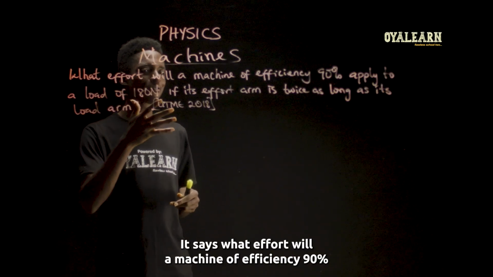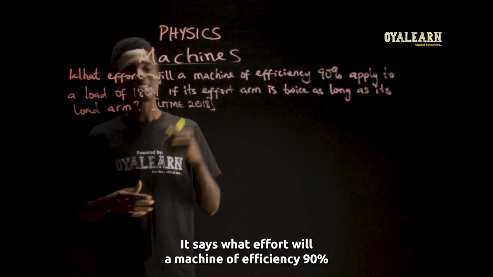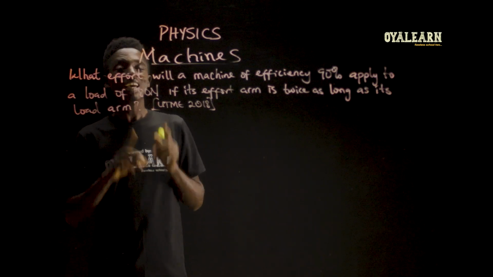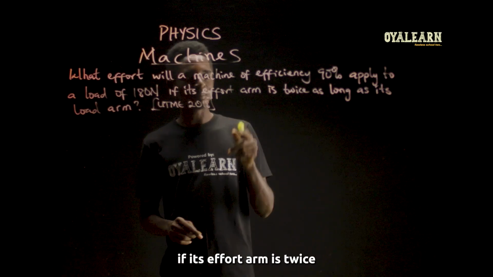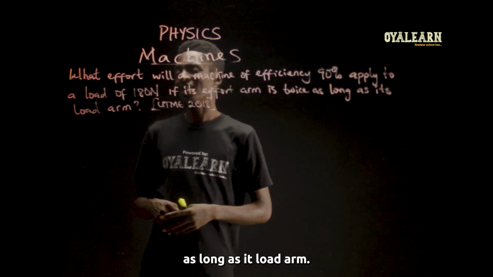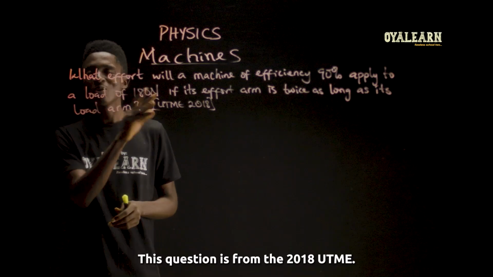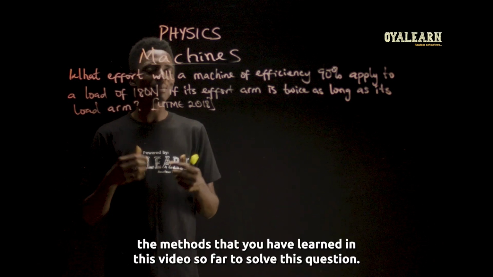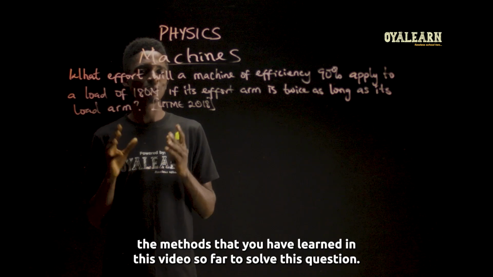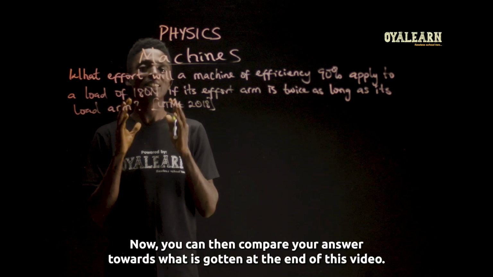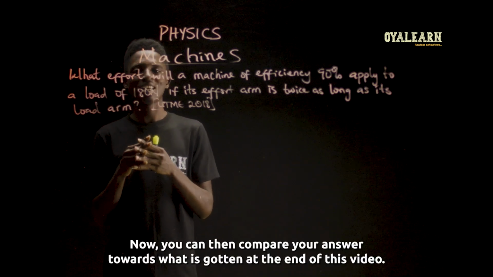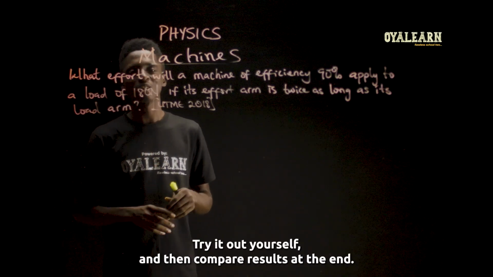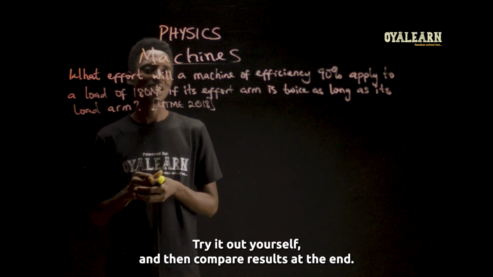It says, what effort will a machine of efficiency 90% apply to a load of 180 newtons if its effort arm is twice as long as its load arm? This question is from the 2018 UTME. Now, apply the methods that you have learned in this video so far to solve this question. Now, you can then compare your answer to what's gotten at the end of this video. So just take a pause on the video, try it out yourself, and then compare results at the end.